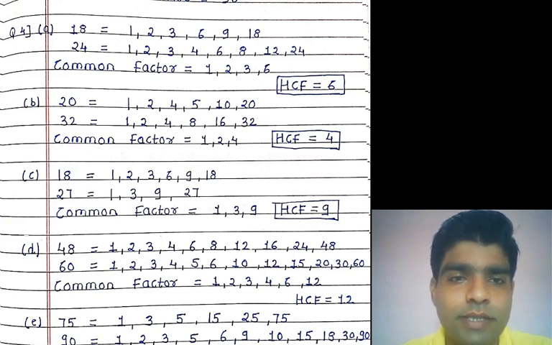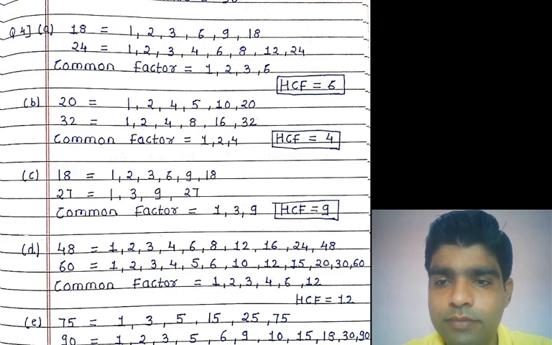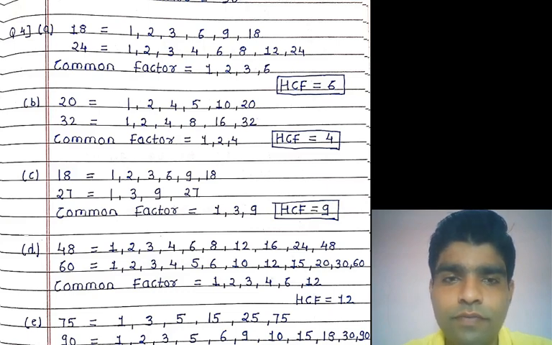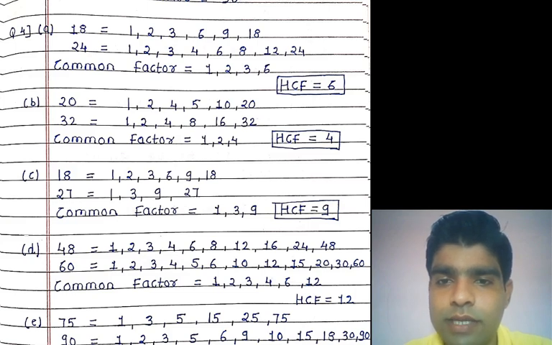Now next, start from example C. Find the highest common factor of 18 and 27. Here we will follow it step by step. First, we have to find the factors of 18 and 27. Then we have to find the common factors. And the last step is what? Here it will be the HCF, the highest common factor.